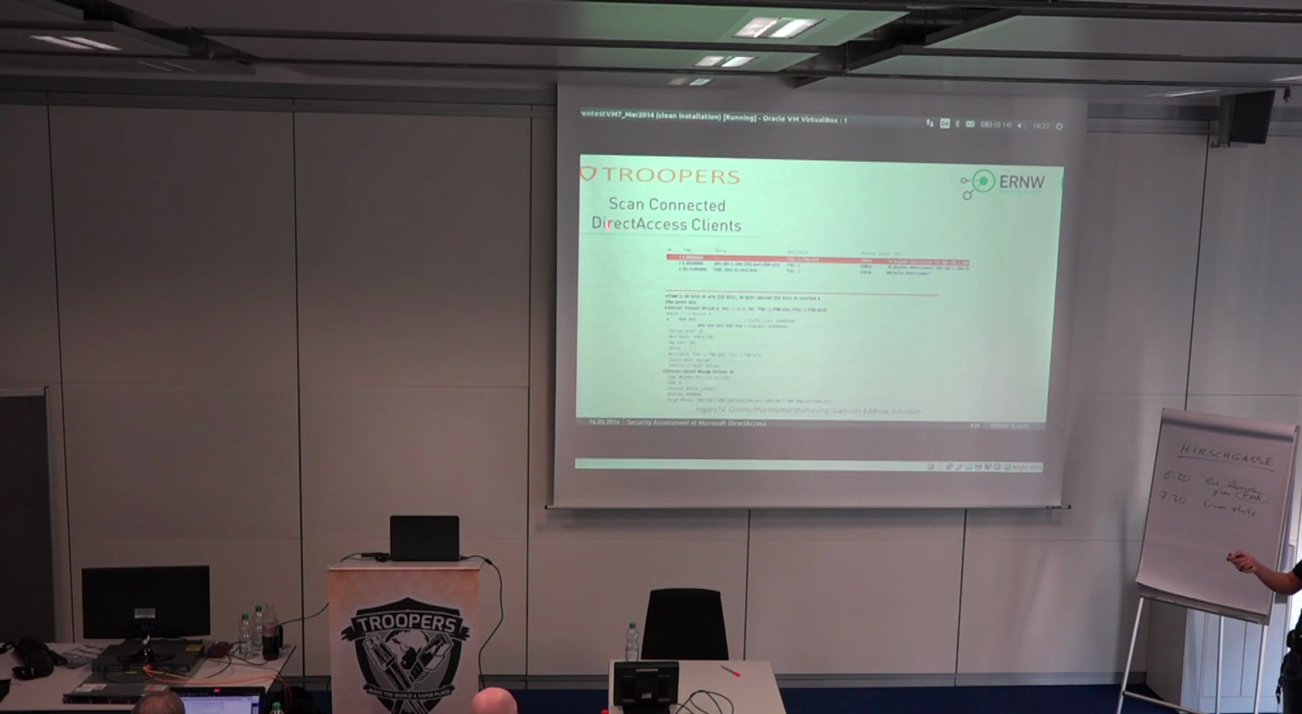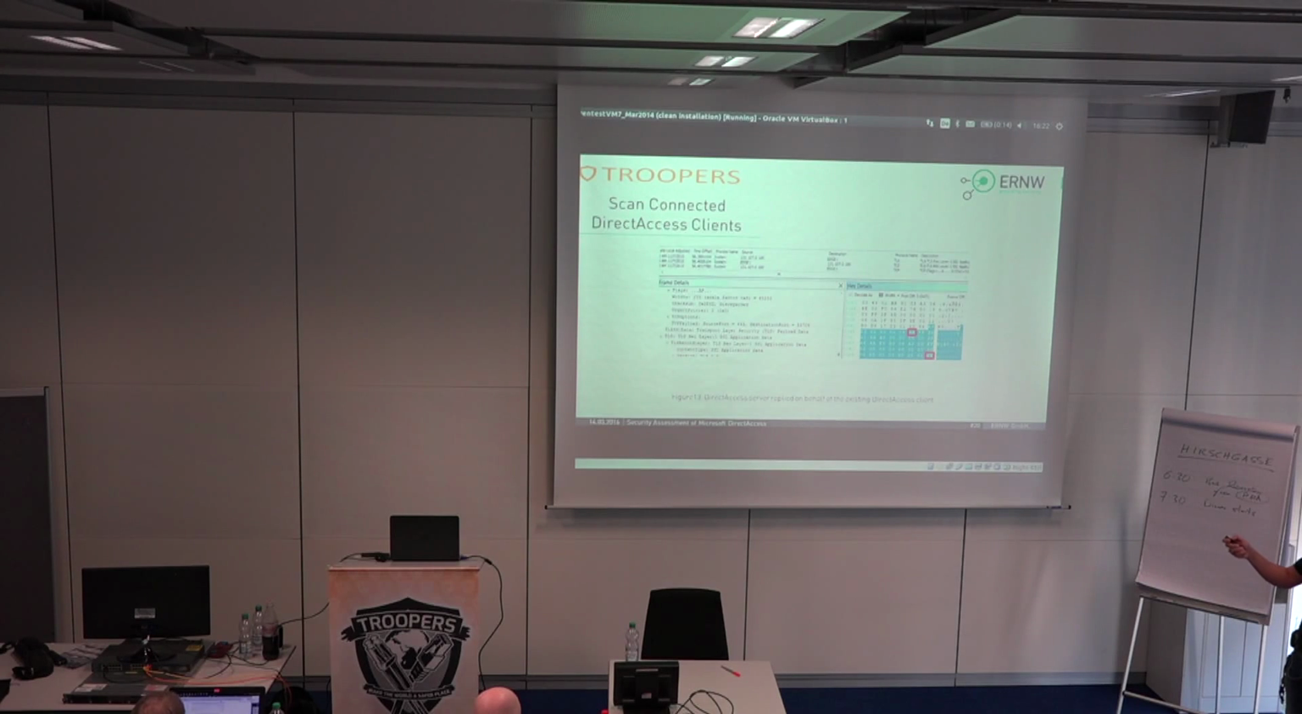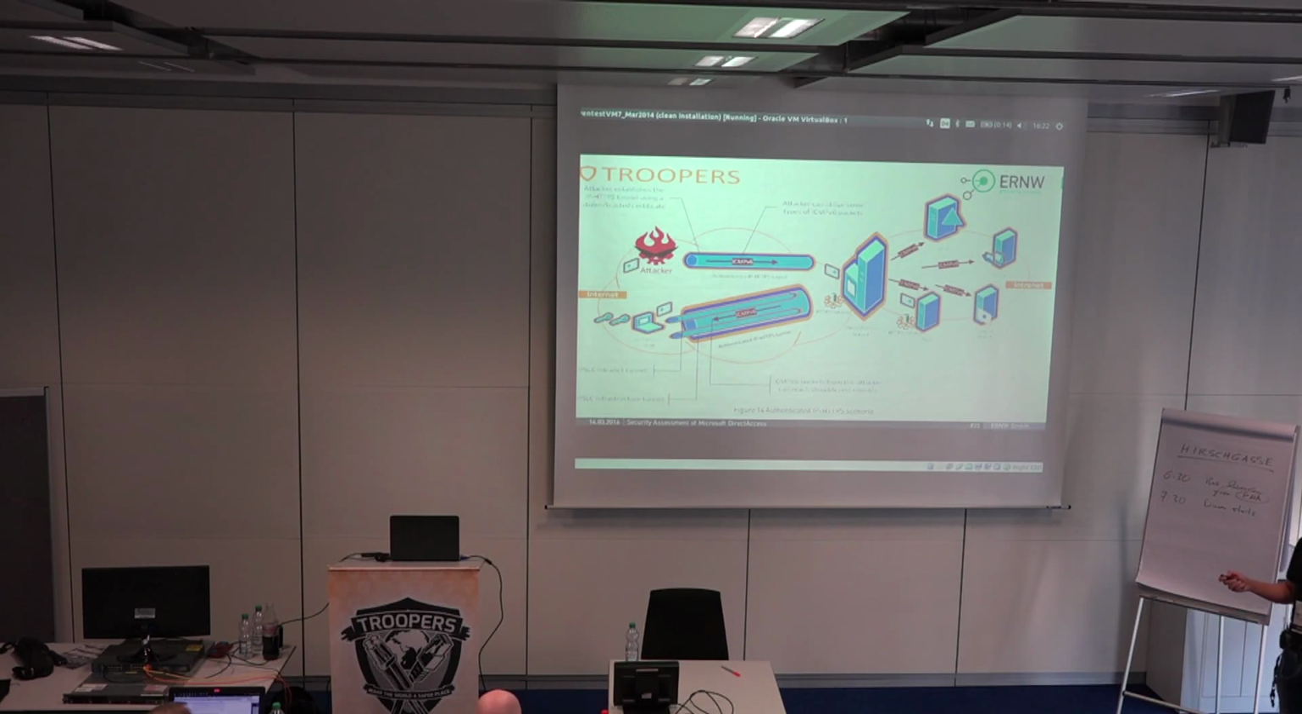This is the scan for connected DirectAccess clients. For example, I sent packets with an unspecified address, and what replied to me was the server, which got the packets here. This is the IP address of the attacking machine. This is the DirectAccess server, and this is the DirectAccess server's reply to me, and this is 8800, which is the hexadecimal of neighbor advertisement.